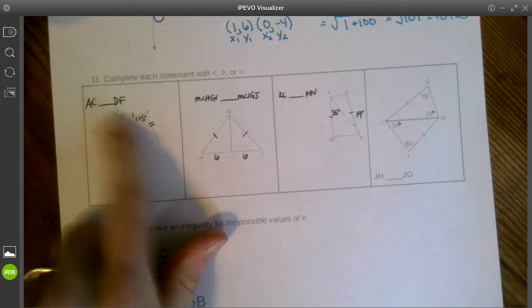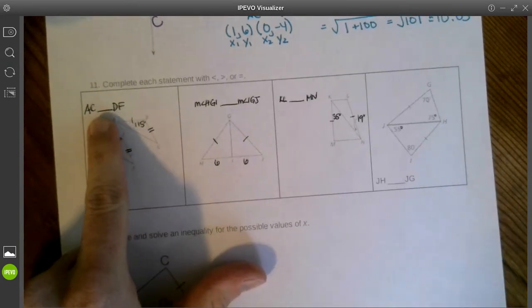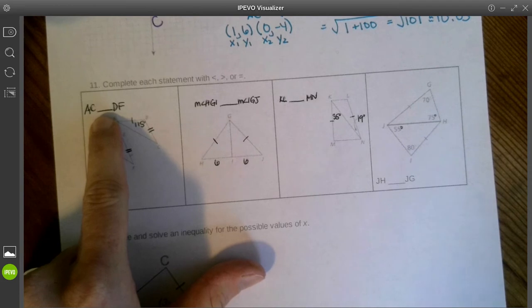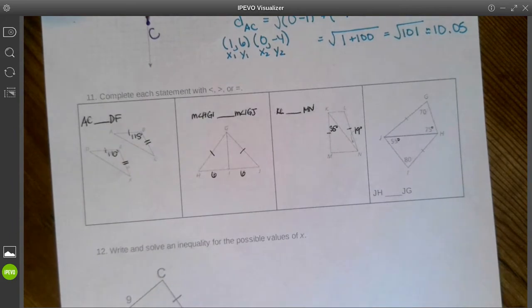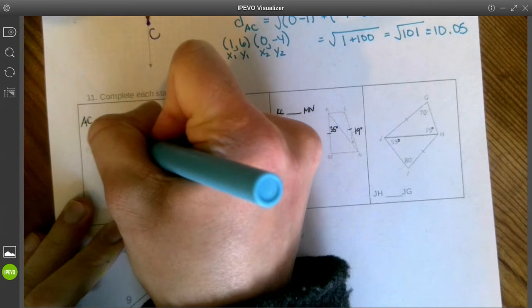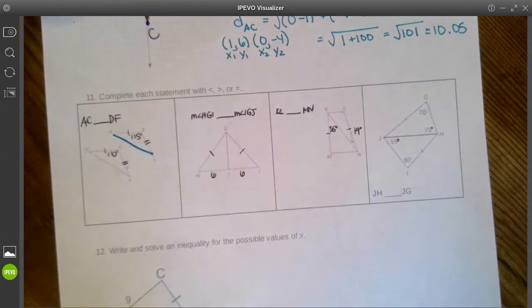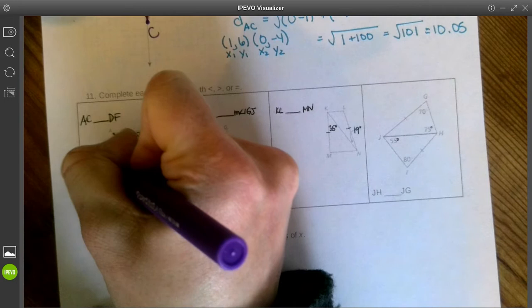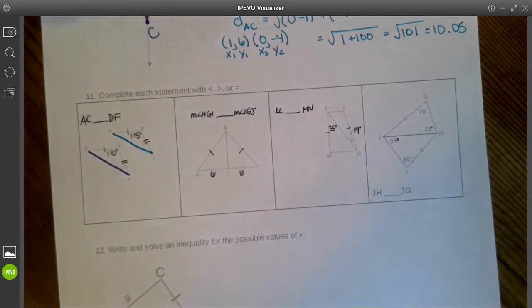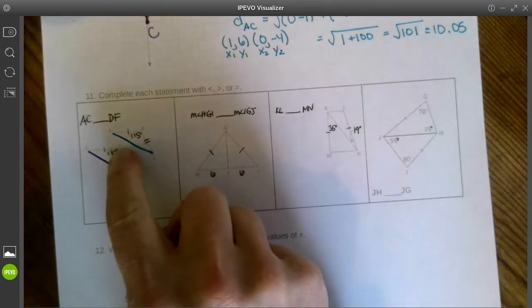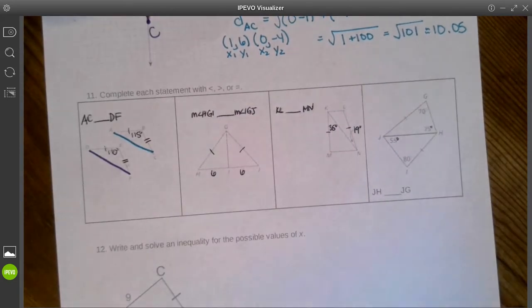So for example, in our first problem here for number 11, we need to compare the length of AC to the length of DF with either less than, greater than, or equal to symbol. So first, let's find these two sides. So AC is here, and DF is here. I don't know the lengths of these sides, but I do know the angles that are opposite them. So I can compare the angles that they are opposite to in order to compare the side lengths. We're using the hinge theorem here to do this.